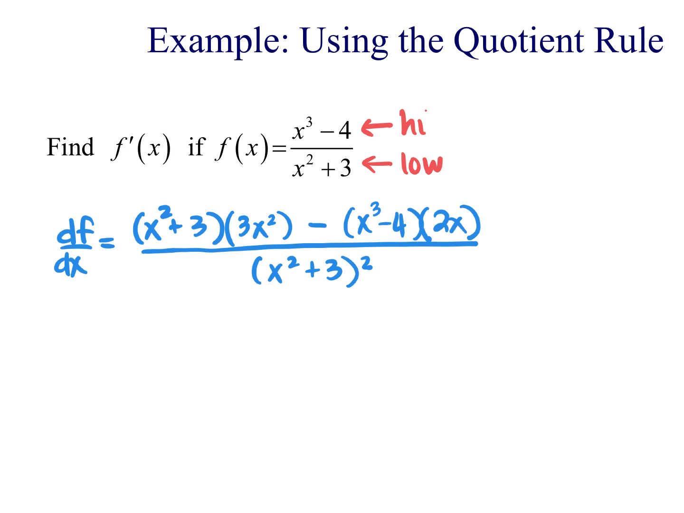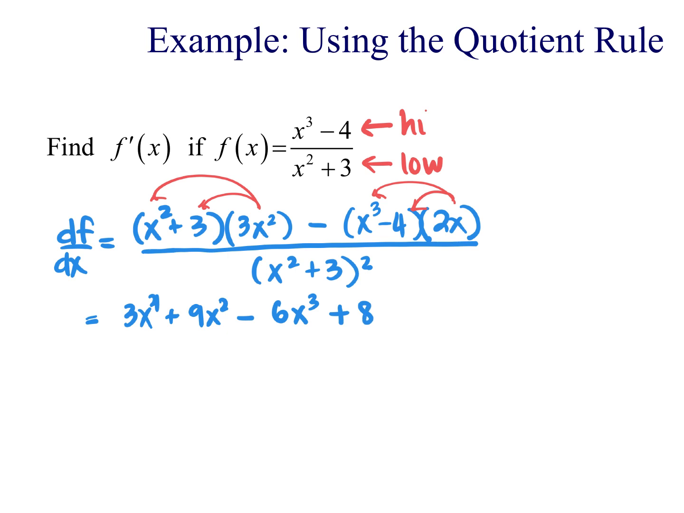We never simplify our denominator. Just like you don't have to rationalize the denominator with square roots, you don't have to worry about your denominator at all. We're going to focus just on simplifying our numerator. So 3x squared plus 9, 3x to the 4th, 9x squared, minus 6x cubed plus 8x.